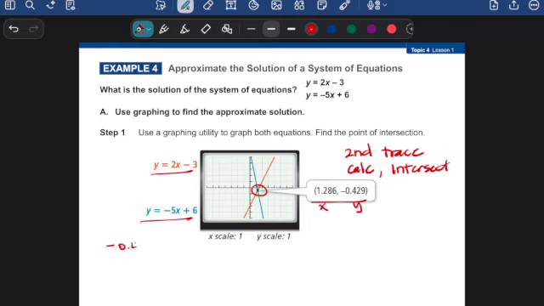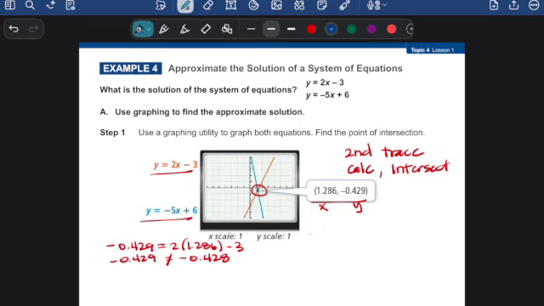Negative 0.429 equals 2 times 1.286 minus 3. And 2 times 1.286 minus 3, this would be negative 0.428. That is not quite negative 0.429. So we're off by a thousandth.